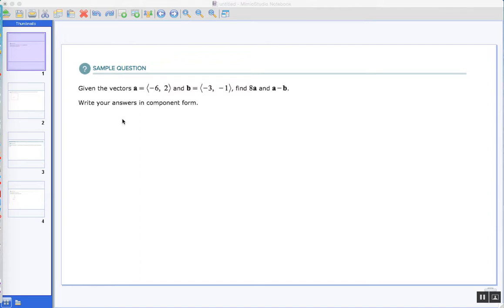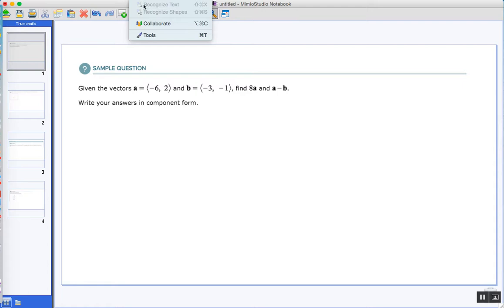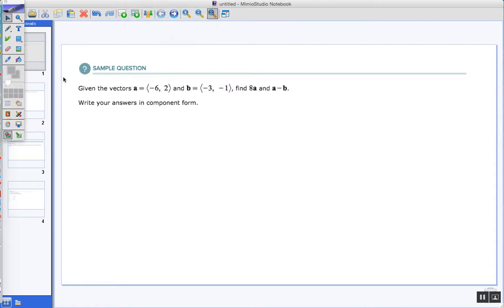All right, we're going to look at how to evaluate vectors. So we are given the vectors A = (-6, 2) and B = (-3, -1). We want to find 8A. We want to find 8 times vector A and vector A minus vector B.